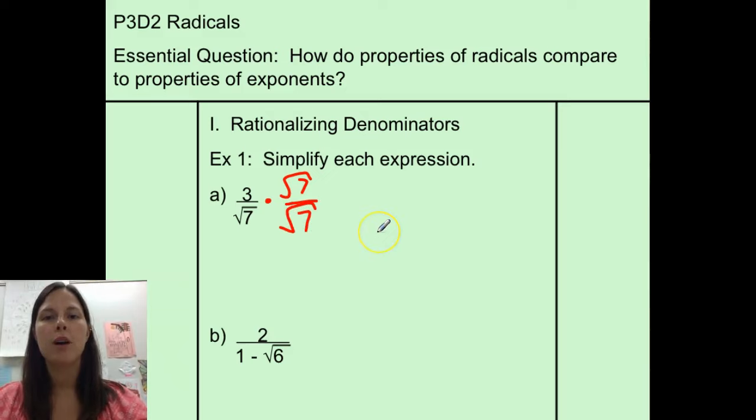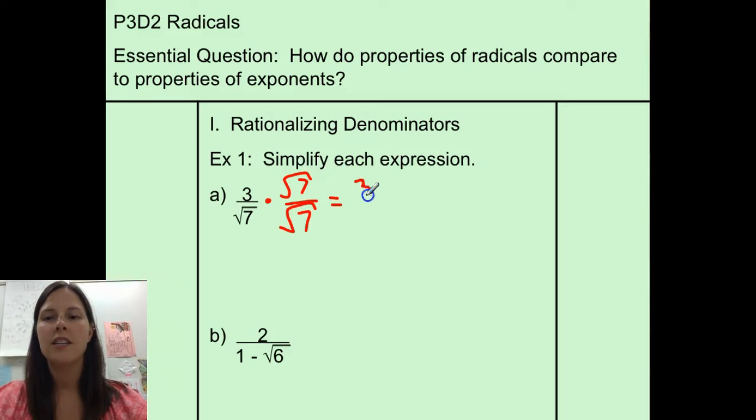What we're doing is we're multiplying by a fancy form of 1, because multiplying by 1 doesn't change the value of the expression. It will change what the expression looks like, but remember 2/3 is the same as 4/6. They look different, but they have the same value. One's in simplest form. So that's what we're doing with our radicals.